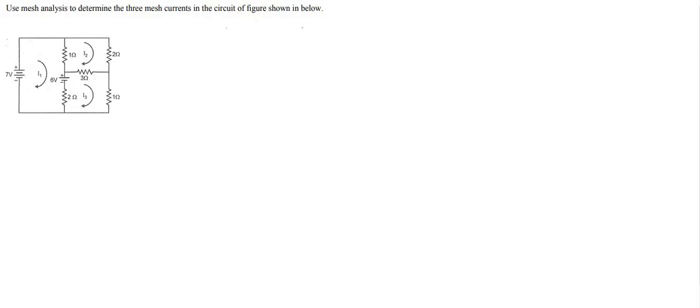So loop 1 with the 7 volt and 6 volt source and 1 ohm and 2 ohm resistors, and here this is taken as loop 2 with 1 ohm, 2 ohm and 3 ohm, and loop 3 with 2 ohm, 3 ohm and 1 ohm. So now we can solve this by forming the mesh equations or by using the inspection method. So let us solve this problem by using the inspection method.